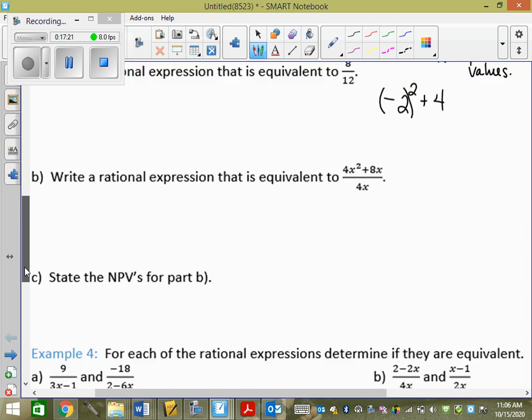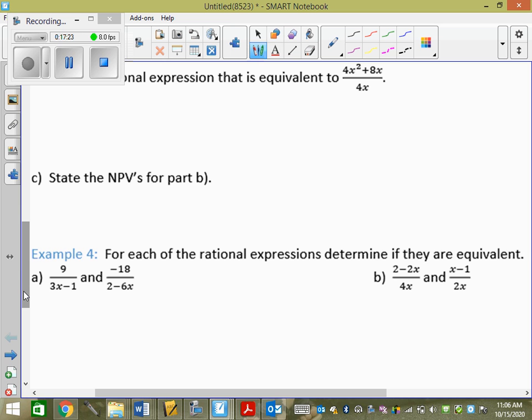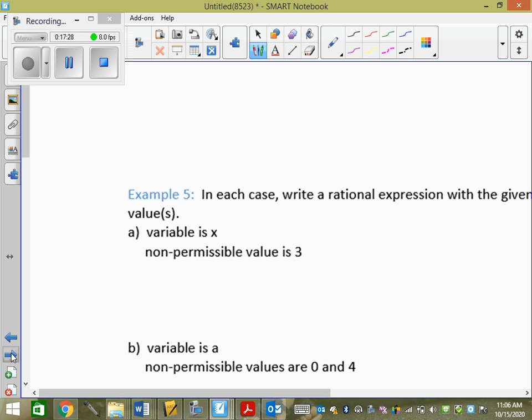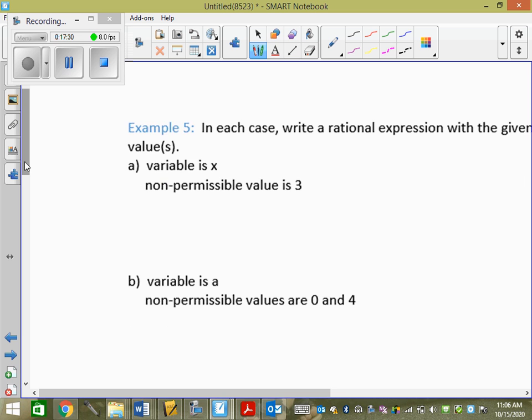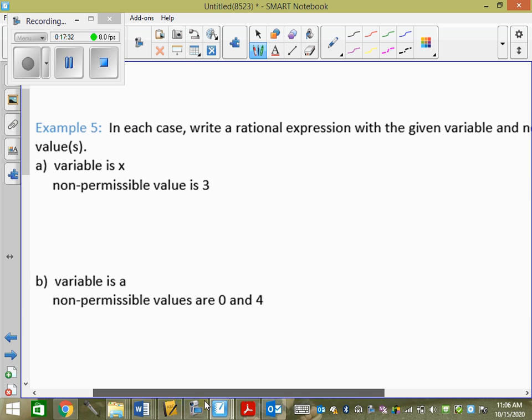We're going to skip over equivalence for now. And we're going to move on. We're going to come back to equivalence because when I taught them in order like this, I lose people. So we're going to go to example 5 for now. We will come back to equivalence later.